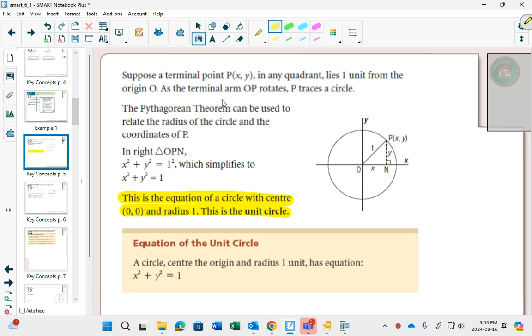And now we're going to see the connection between circles and trigonometry, and how the two bounce back and forth and can explain some things like the CAST rule that we've seen before.